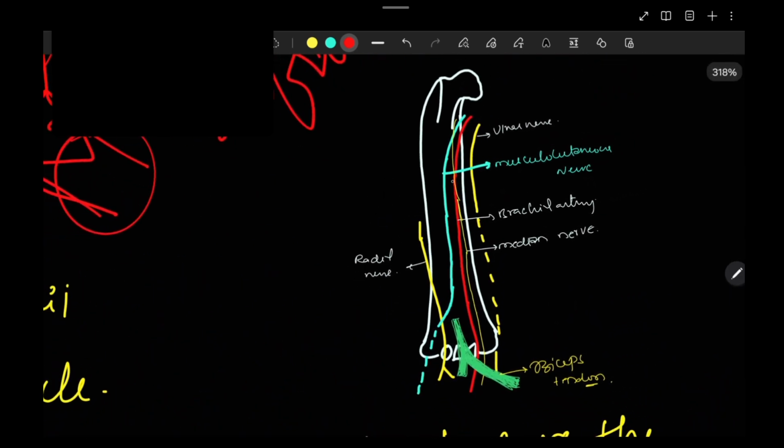This is the musculocutaneous nerve, which is the blue colored one. When it passes in between the biceps brachii and the brachialis muscle, there is the radial nerve, which we'll discuss in the future classes. The radial nerve is present laterally to the musculocutaneous nerve only at the level above the cubital fossa, which you can see in the diagram. This is the cubital fossa, right? So at the level above the cubital fossa, the radial nerve runs lateral.